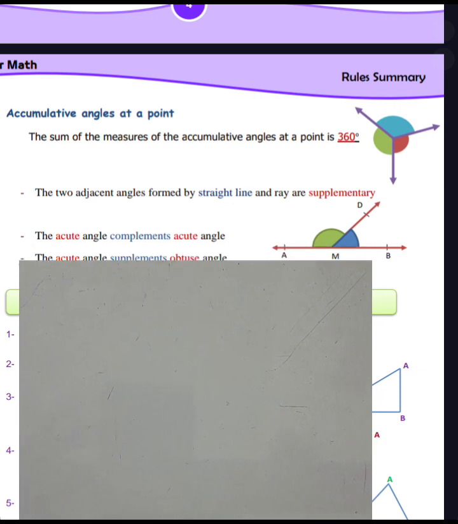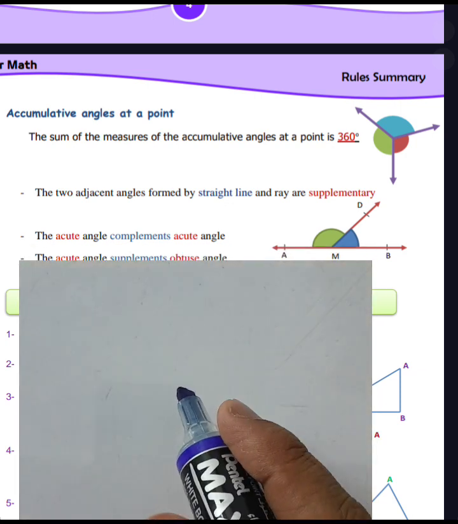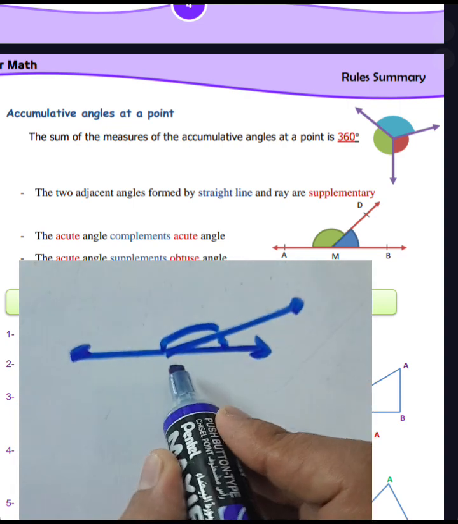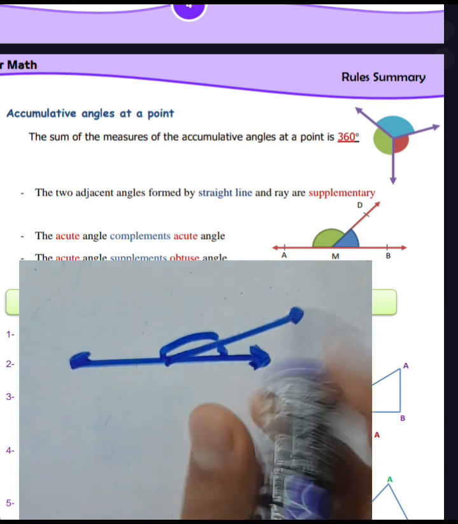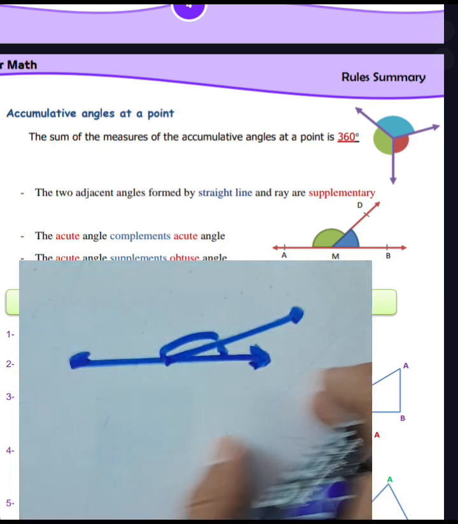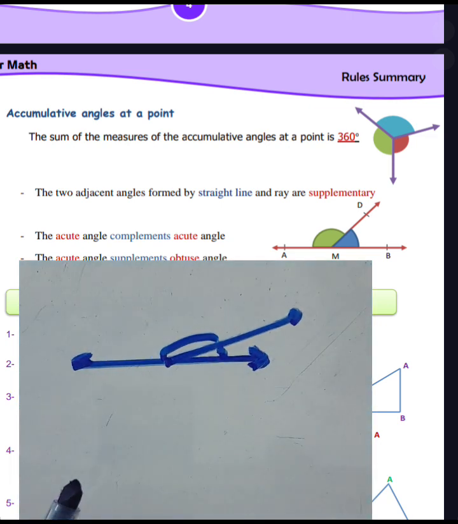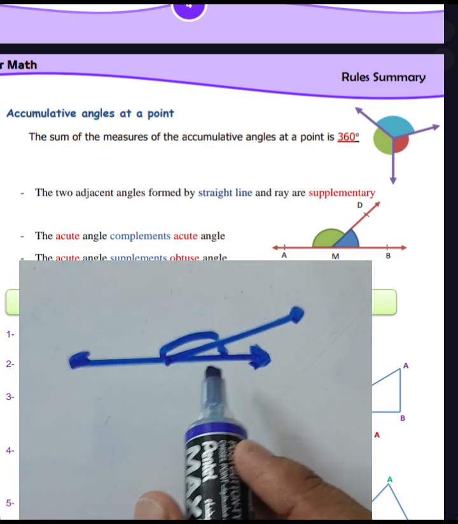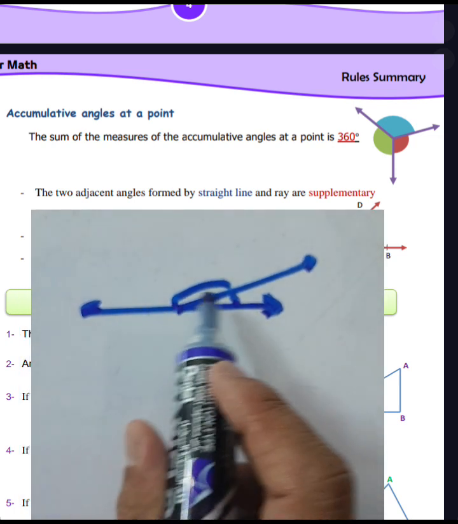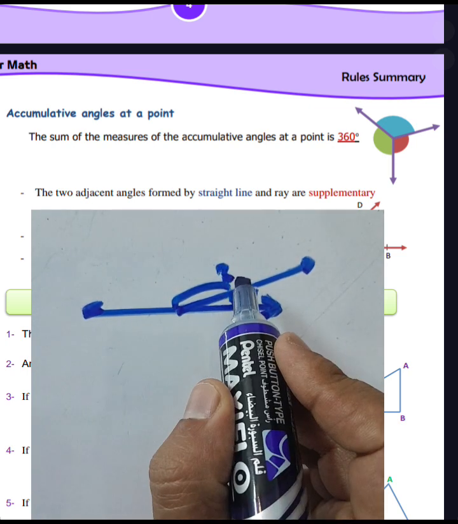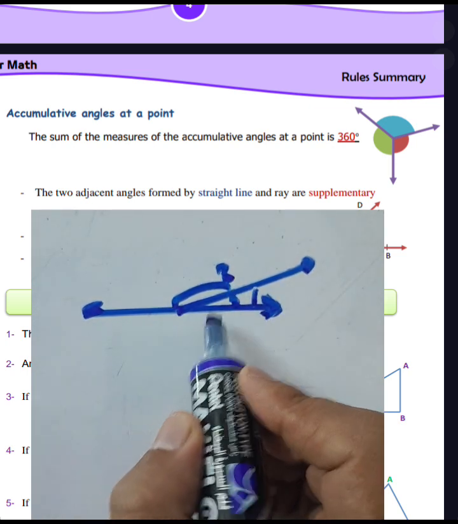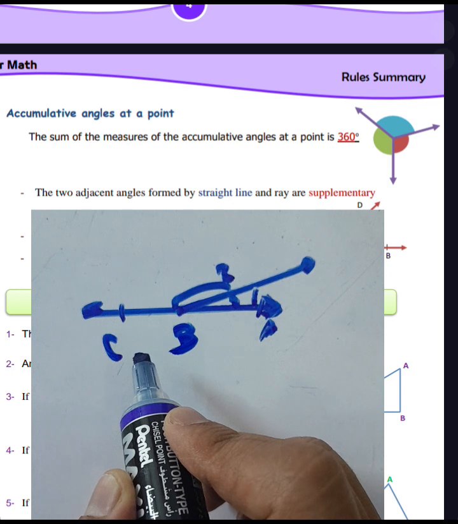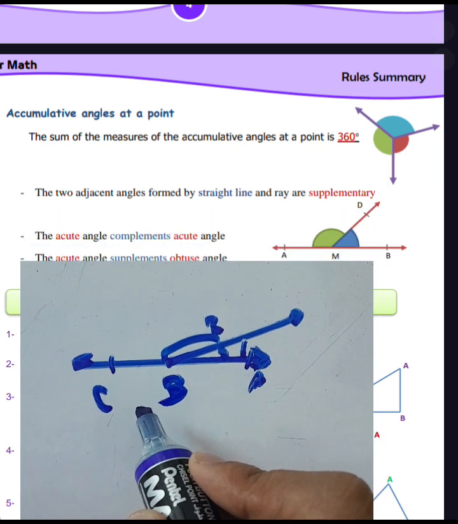Two adjacent angles formed by a straight line and a ray are supplementary. We call them supplementary angles. The two exterior sides are in the same straight line. Again, the two adjacent angles, such as angle 1 and angle 2, formed by the straight line A, B, C are supplementary angles.